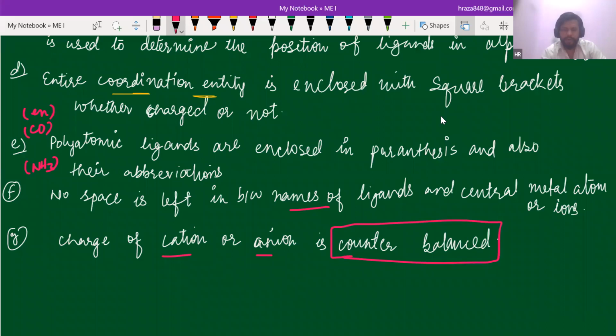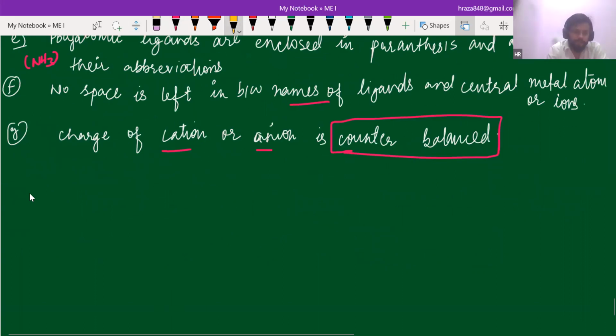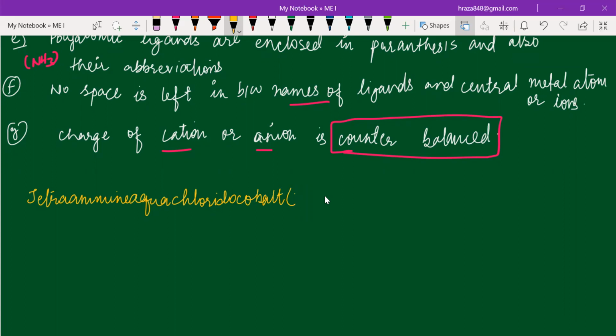I'm going to take an example. Let me take an example. See, if the name is tetraamineaquachloridocobalt(III) chloride, and there will be a space.